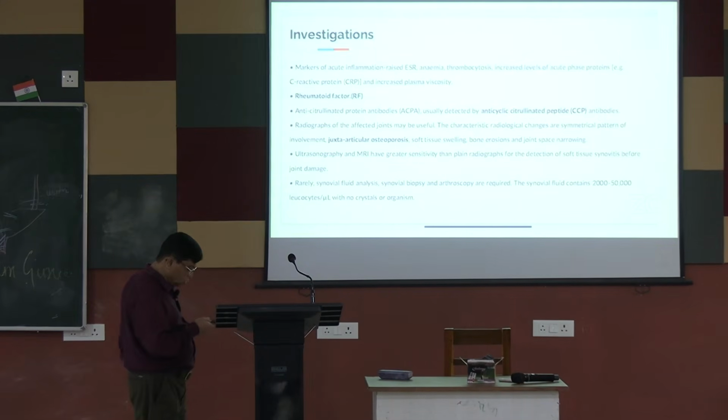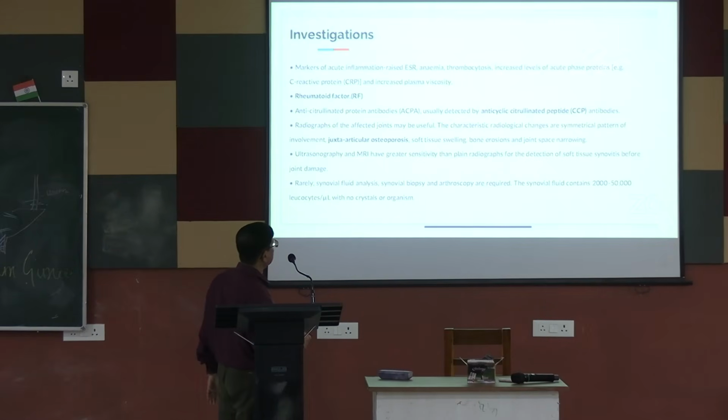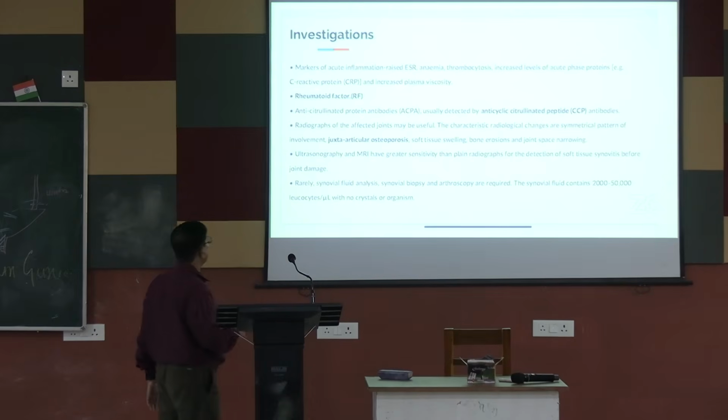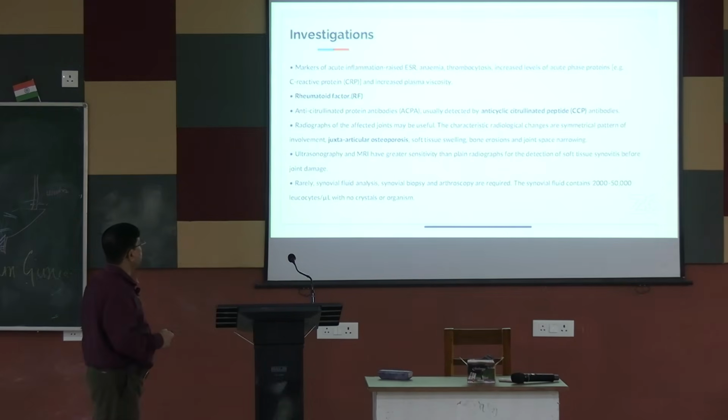Now, what investigations should we do in a rheumatoid arthritis patient? First, ESR. ESR is also considered a phase reactant; it is increased in any inflammation. There is anemia, and as I have already told, hepcidin produces this anemia. There is thrombocytosis, and increased levels of acute phase reactants, APR, which I have already described, like C-reactive protein, and increased plasma viscosity.